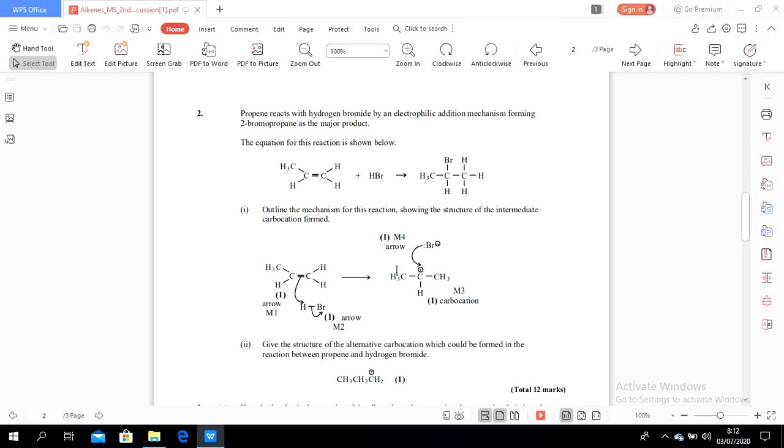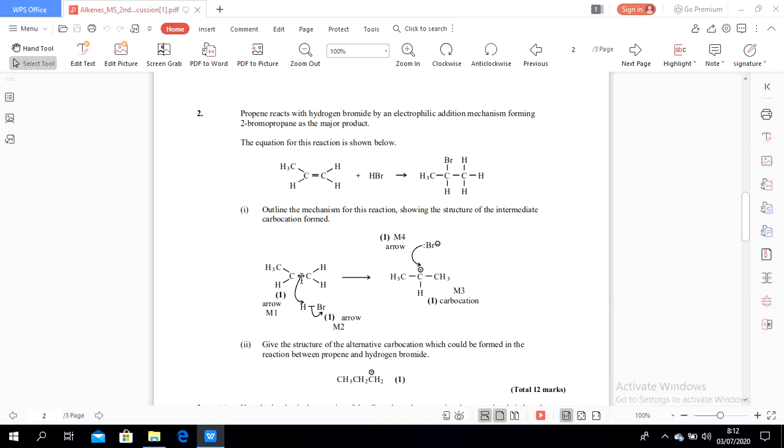Now, this one on the right hand side, again, there are 2 hydrogen atoms. On the left hand side, there is 1 hydrogen atom. So the hydrogen of the hydrogen bromide will attach to the carbon that has already 2 hydrogen atoms in it.